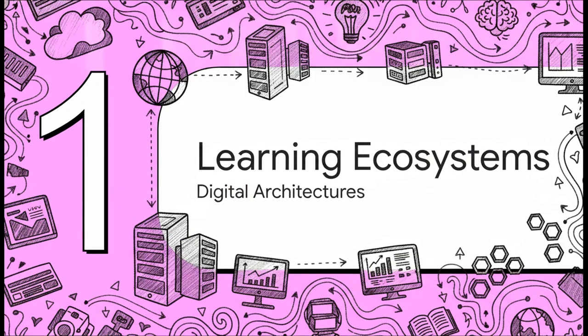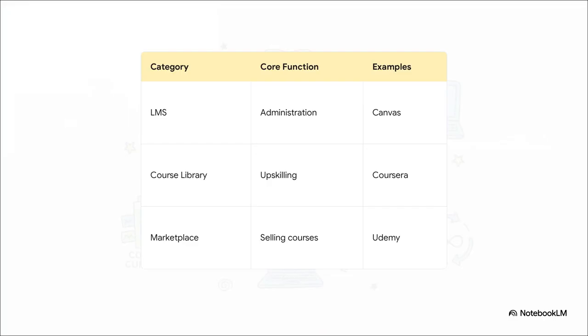So, Section 1, Digital Learning Ecosystems. Let's look at the macro-level architectures where digital learning actually lives and breathes on a global scale. Not all educational software is built the same, right? Think of learning management systems, your LMS, like Canvas or Blackboard, as your administrative powerhouses. They're the operational core for schools and corporate compliance, handling the heavy lifting like formal tracking and automated grading.